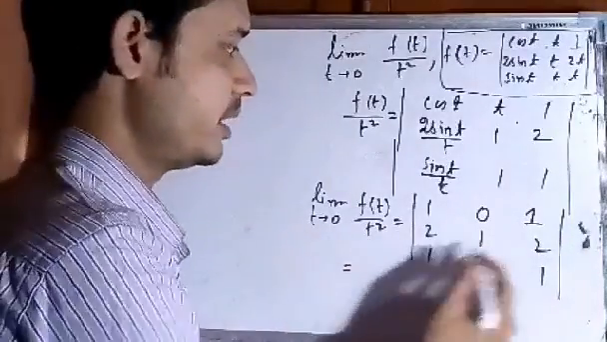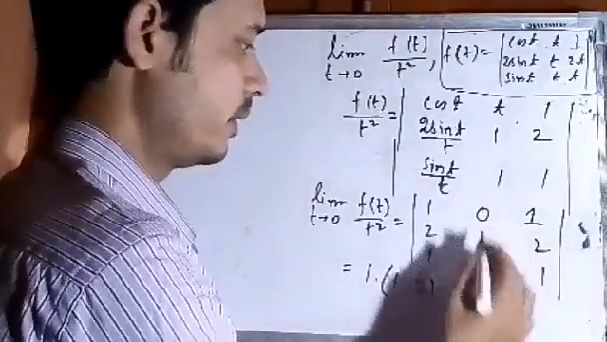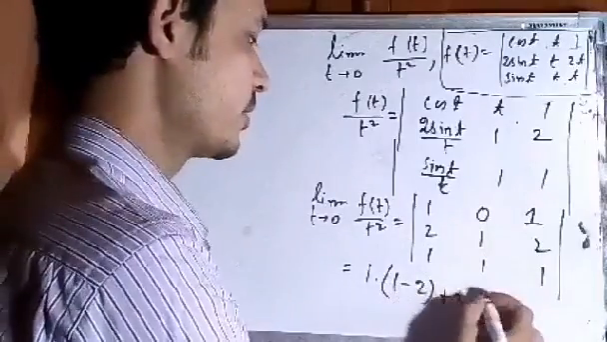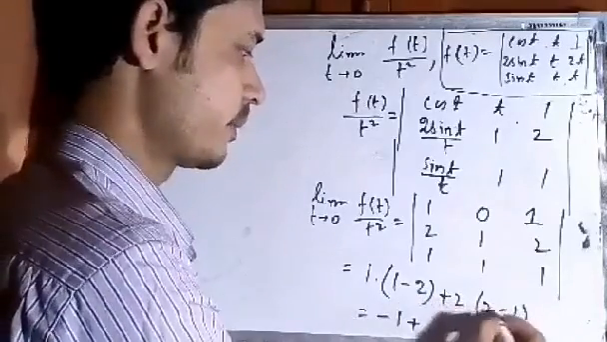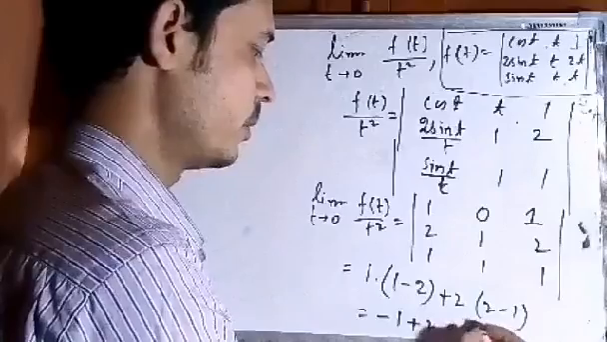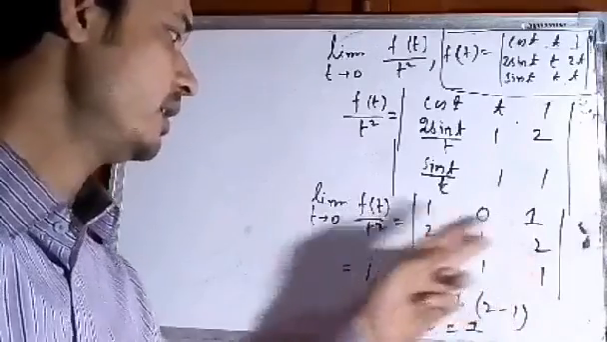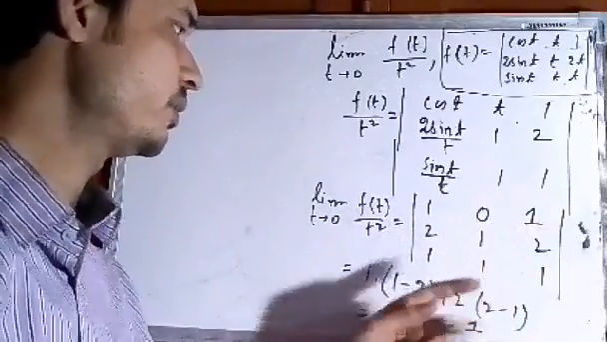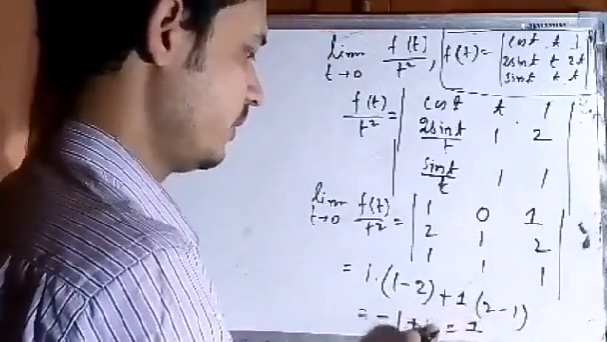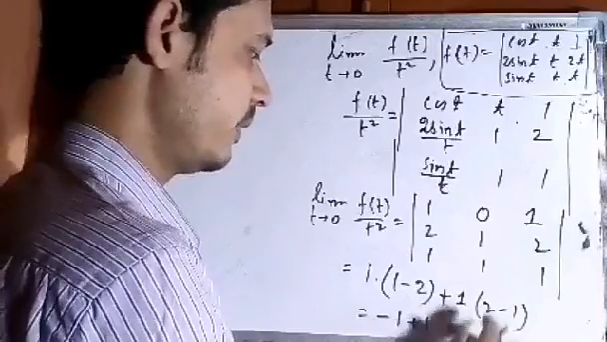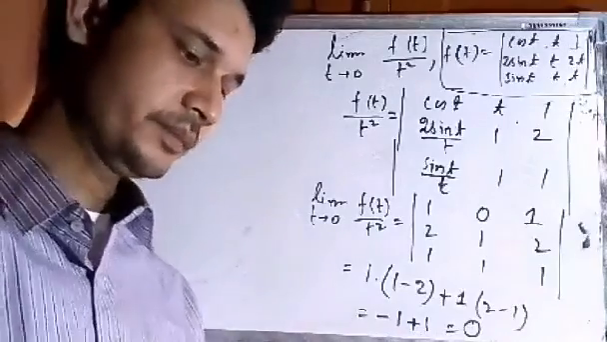Now we have to expand this determinant. So expanding, we have 1 into (1 minus 2), plus 0, which we will not write because 0 into anything is 0. So plus 2 into (2 minus 1). The result is minus 1 plus 2, so the result becomes 1. Sorry, this is plus 1 into (2 minus 1) with the 0 term unchanged. So the value is minus 1 plus 1, that is, the value is 0, not 1. So minus 1 plus 1 is 0.